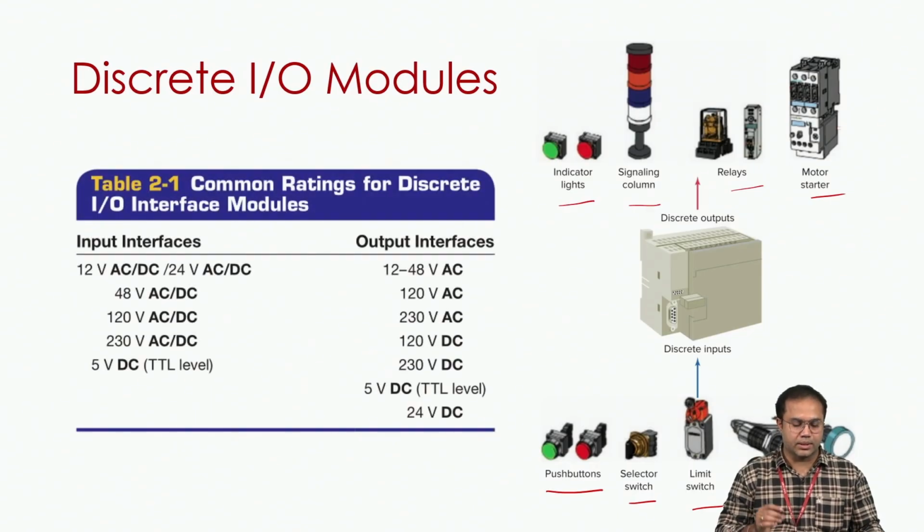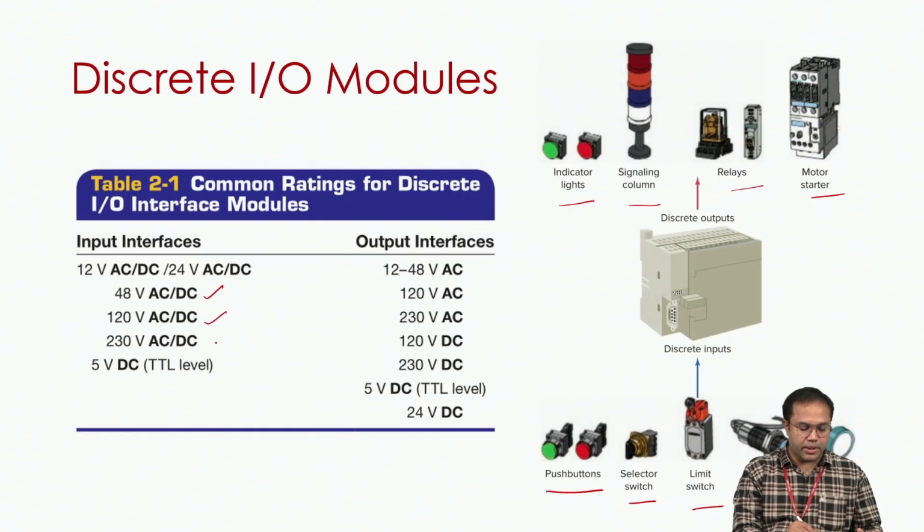Now, when you look at the power or voltage ratings of these modules, they come in different types. This table I have taken from a reference textbook called Programmable Logic Controller by Frank Petruzzella. I'll indicate that reference at the end. Here you can see that the input has 12 volts AC and DC, 24 volts AC and DC. AC is alternating current, DC is direct current, so you will get these modules in both types. Similarly, 48 volts, 120, 230.